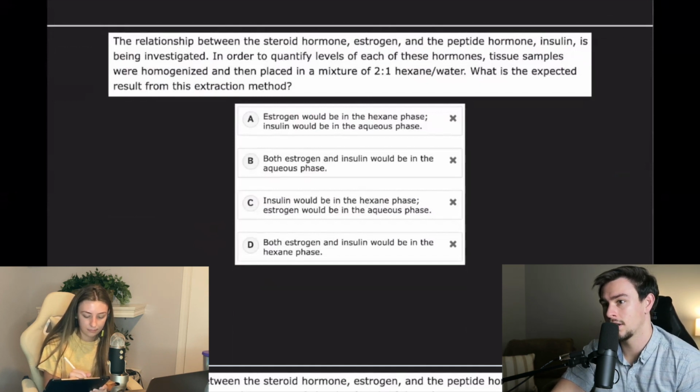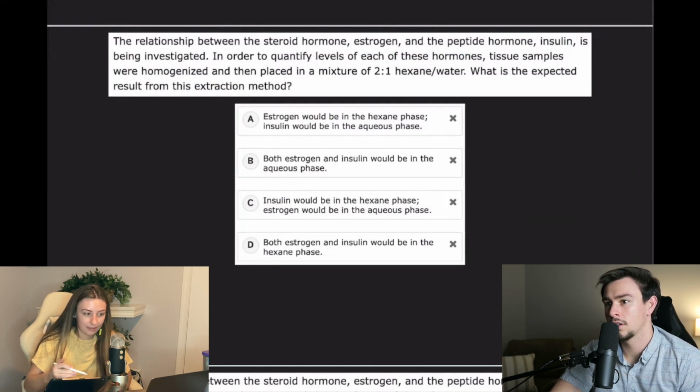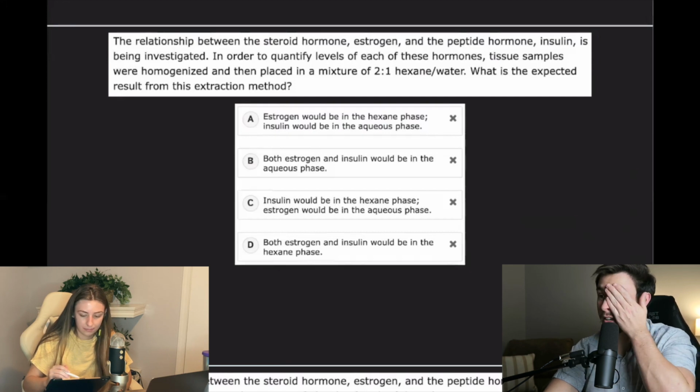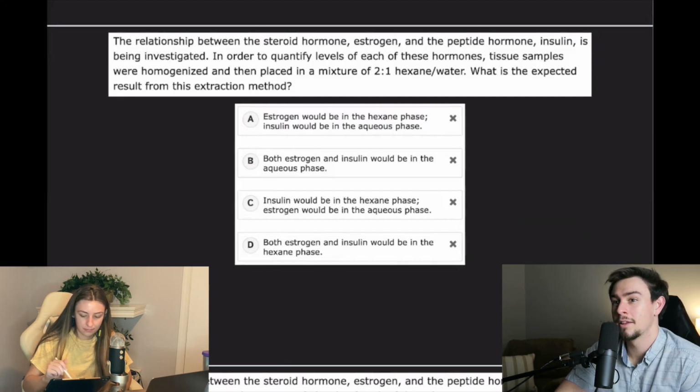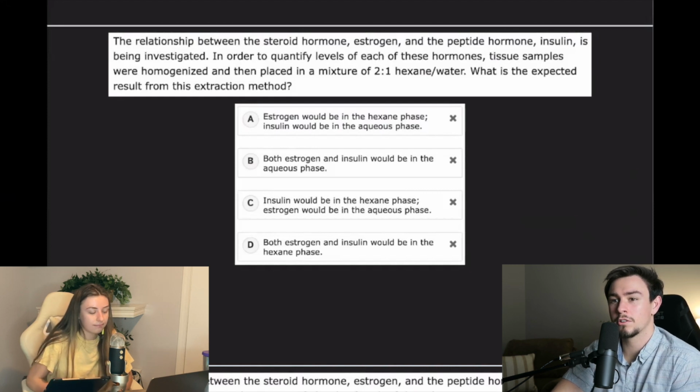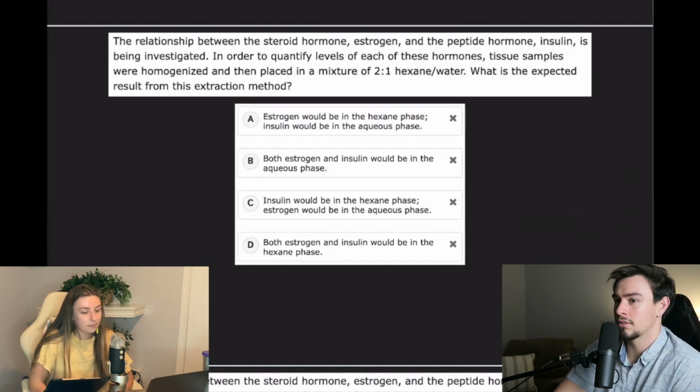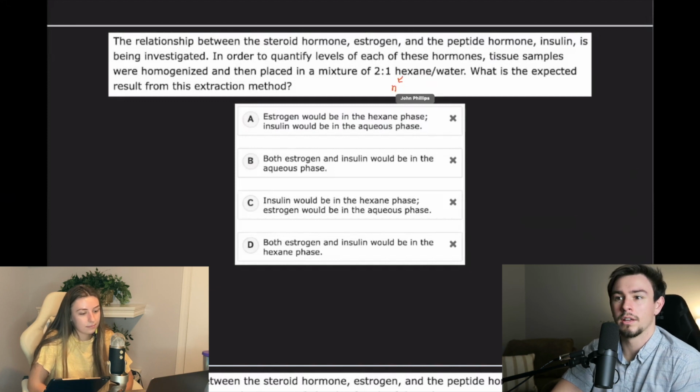The relationship between the steroid hormone estrogen and the peptide hormone insulin is being investigated. In order to quantify levels of each of these hormones, tissue samples were homogenized and then placed in a mixture of 2-to-1 hexane to water. So hexane is more nonpolar, and then water is more polar.